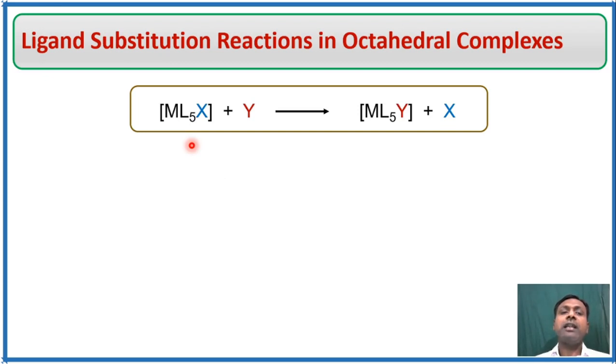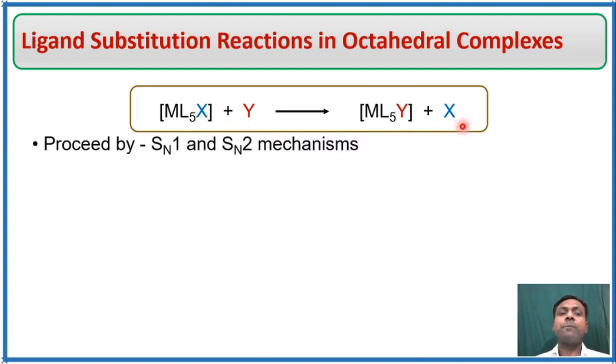Again, here there is a complex ML5X, that means the coordination number of this metal is 6, with 5 L ligands and 1 X ligand. Therefore this is an octahedral complex. We are taking ML5X as an example of an octahedral complex, and we make it react with Y. Here Y replaces X, so we get ML5Y. That means in place of X we get Y in this substitution reaction, and X comes out of this complex.